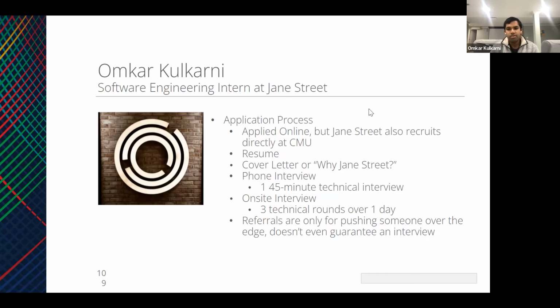And like I said, a referral is only useful if they're really undecided on you and you have a referral. But in general, don't bank on trying to network and getting an interview that way.